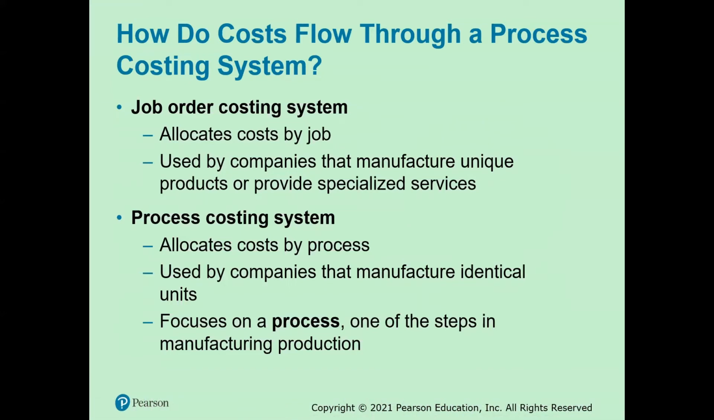In contrast, other companies use a process costing system. A process is one of a series of steps in manufacturing production. A process costing system is an accounting system that accumulates costs by process. It is used by companies that manufacture identical units through a series of uniform production steps or processes.